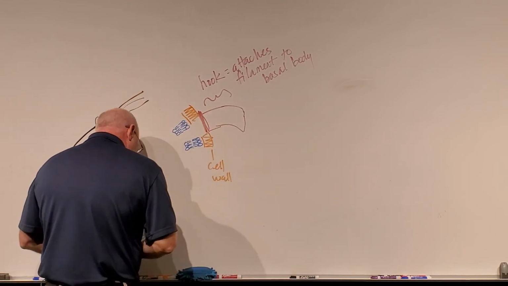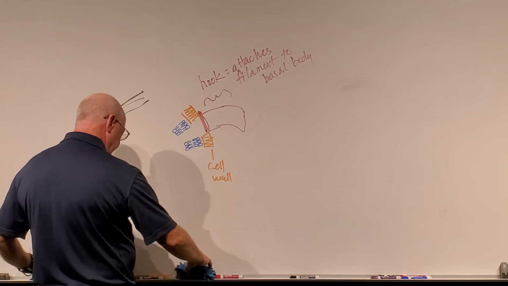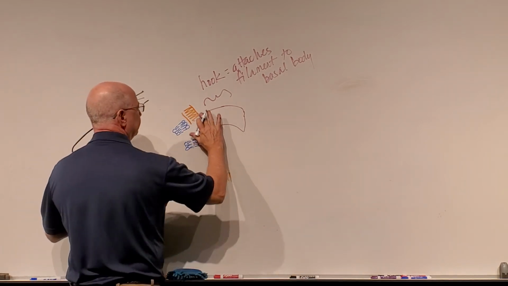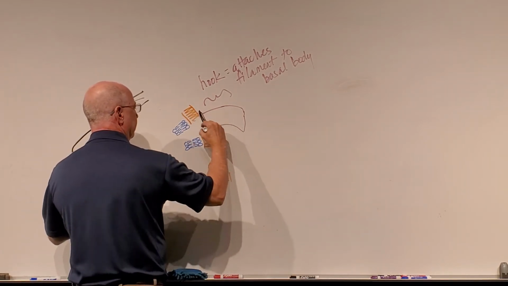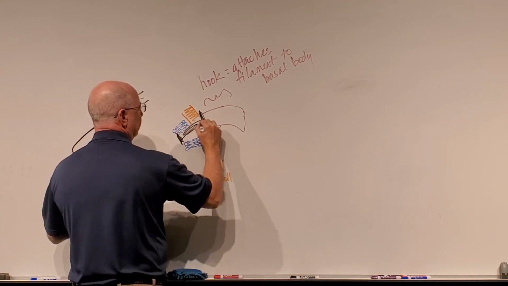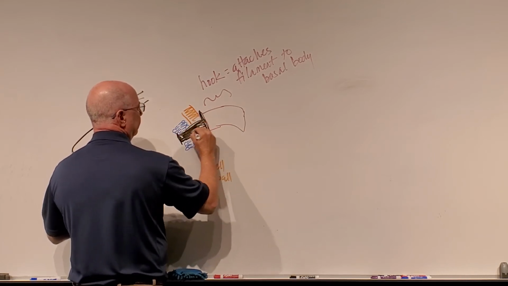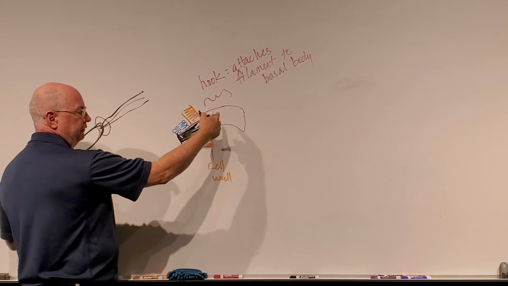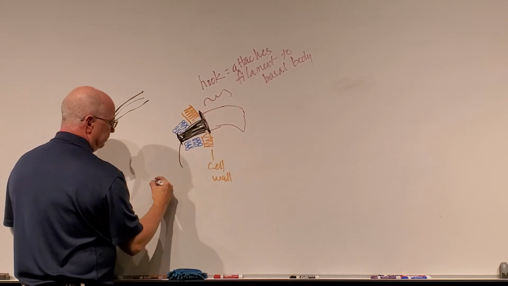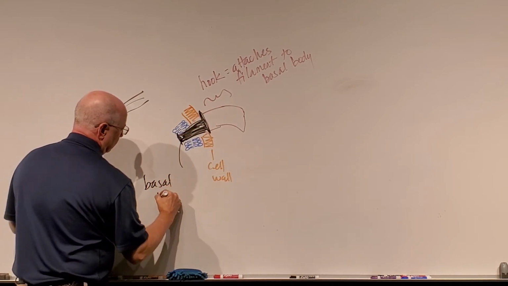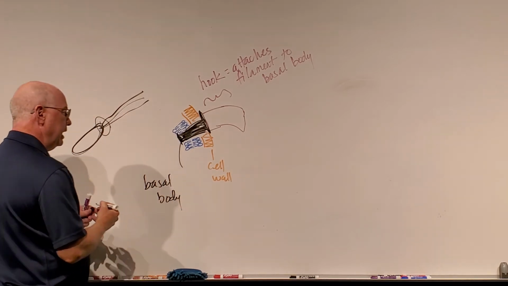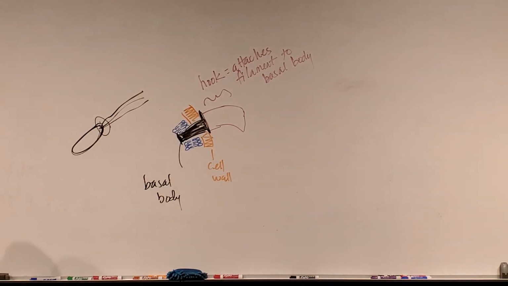Oops, I should use a different color so that you guys can see this. Okay, I'll use black for the basal body. Okay, so the basal body attaches the filament to this structure here, and the basal body is what is anchored to the cell wall and the cell membrane.